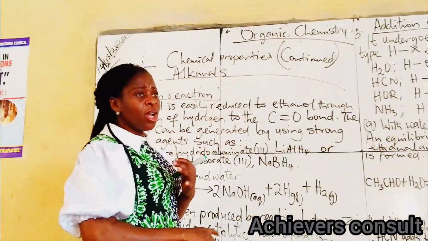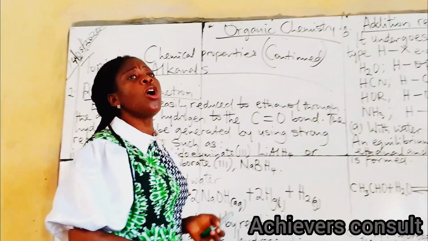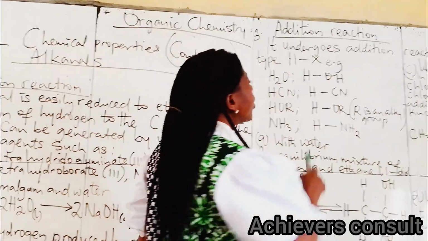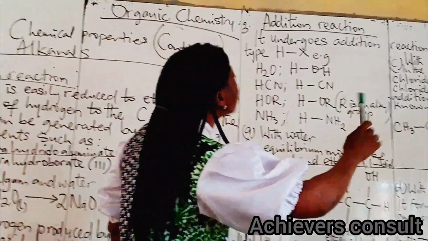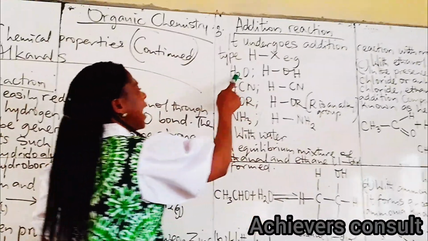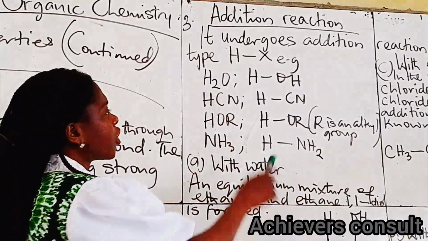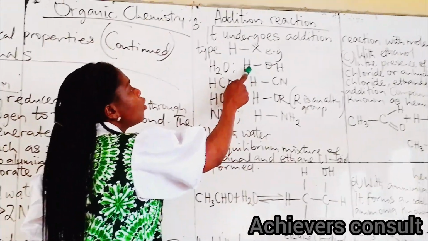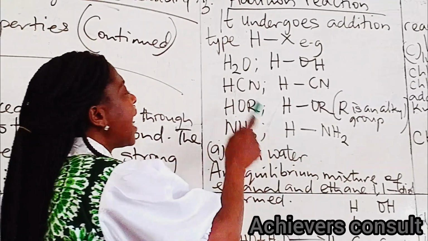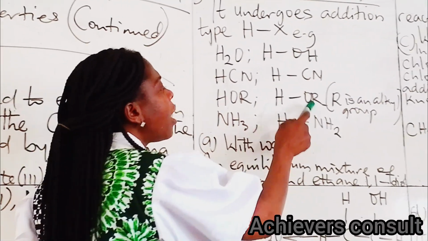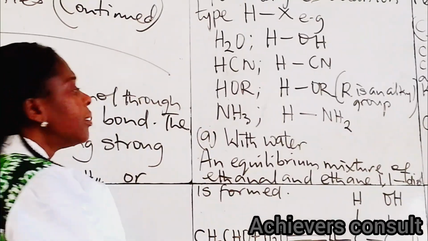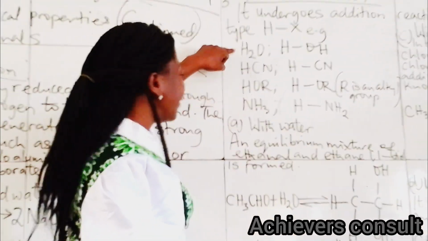Apart from oxidation reaction and reduction reaction, alkanals also undergo addition reaction. They undergo addition reaction with molecules of the type H-X, e.g., water. They undergo addition reaction with water, making use of this hydrogen. Then addition reaction with hydrogen cyanide, addition reaction with HOR, where R is an alkyl group, and addition reaction with ammonia. Now let's look at water, this first one.